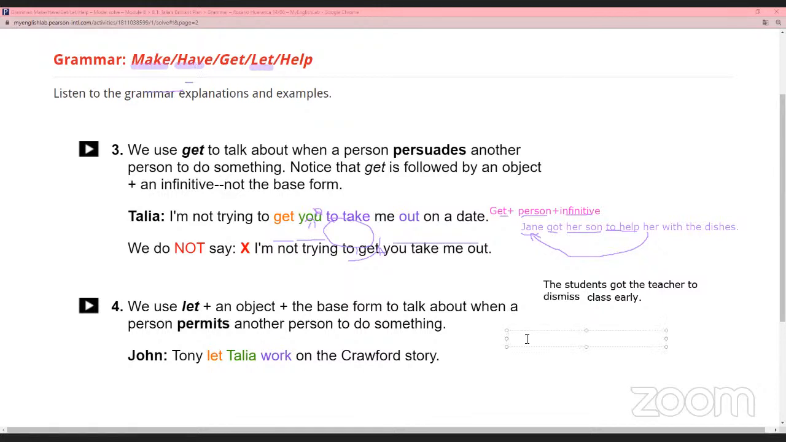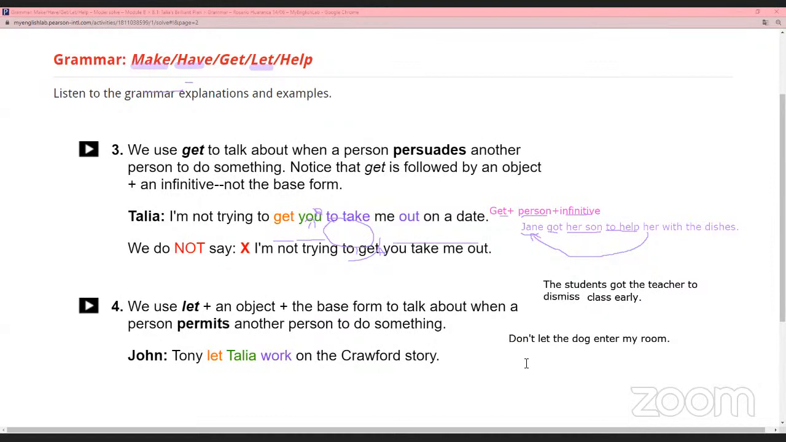For example, don't let the dog enter my room. That's what my mom always says. Don't let the dog enter my room. Like you don't have to do something. It's like a permission again. So that would be the meaning of this.